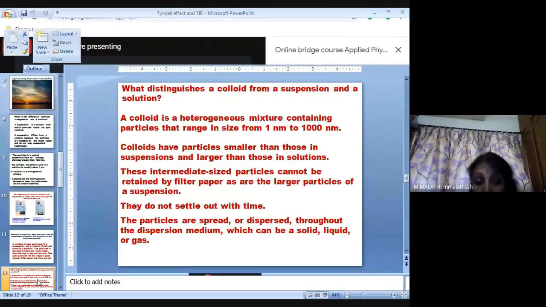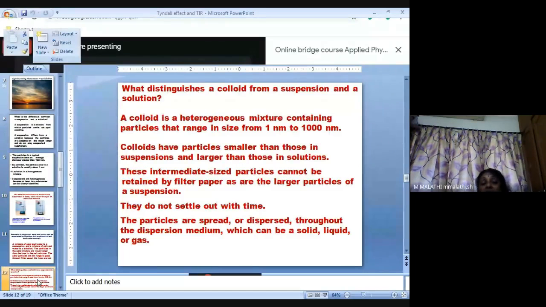These intermediate sized particles cannot be retained by filter paper as are the large particles of a suspension. So they do not settle out with time. The particles are spread or dispersed throughout the dispersion medium, which can be solid, liquid, or gas. Such colloidal particles are present in what? In the atmosphere. Such a colloidal medium is responsible for the scattering of light when a light passes through it. As a result, the path of the light is visible. That is the Tyndall effect. So we need a colloidal medium.